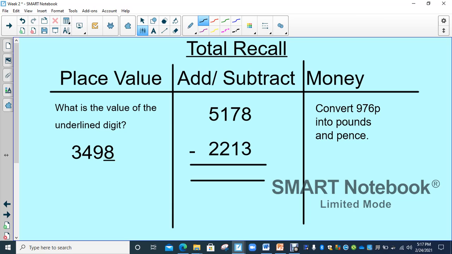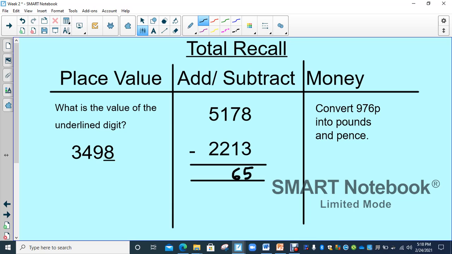Next, we've got column subtraction. 5,178 take away, subtract 2,213. So let's give that one a go, starting in the ones column. So 8 take away 3 equals 5. And then I need to work out 7 take away 1, which equals 6. Next, I've got 1 take away 2.